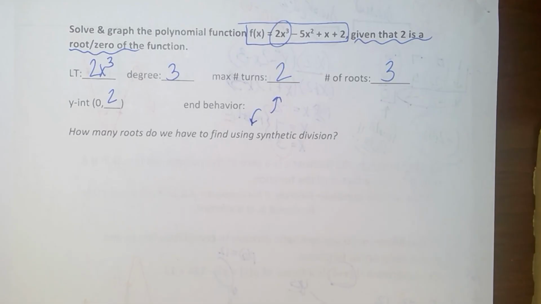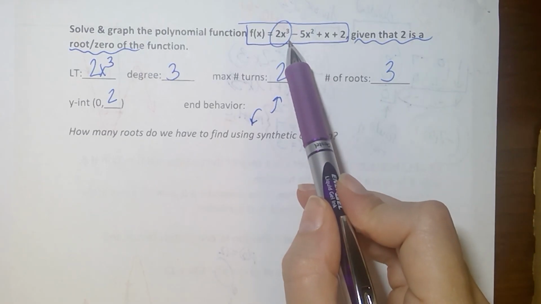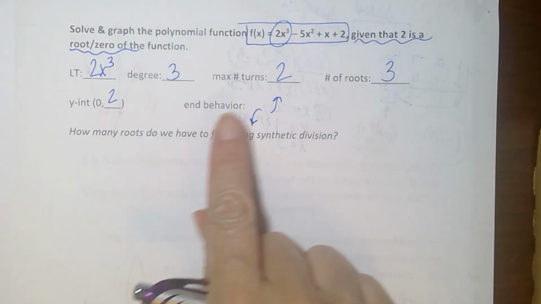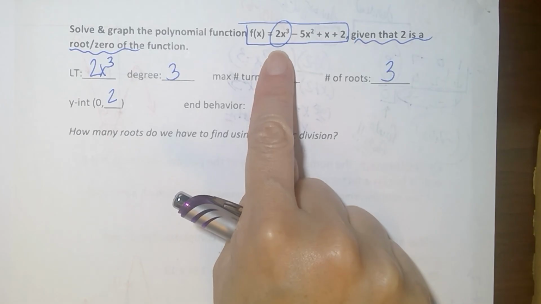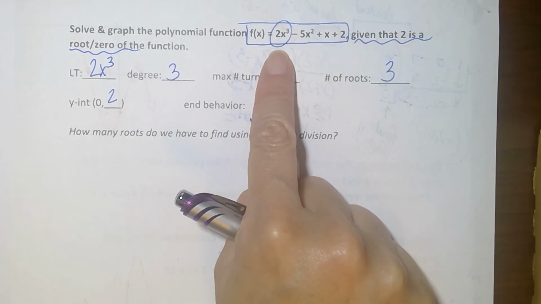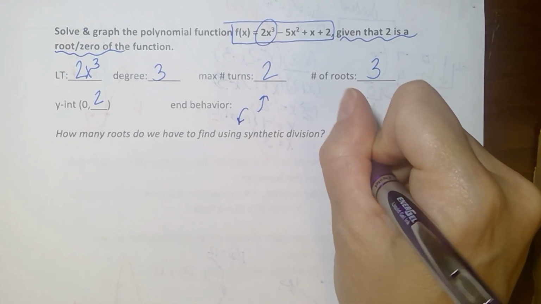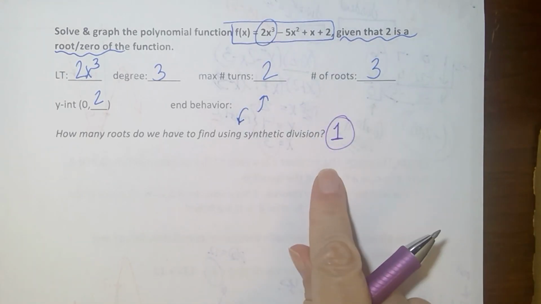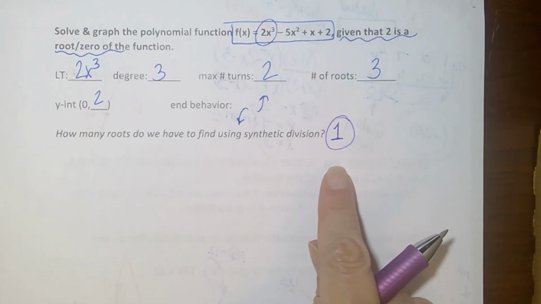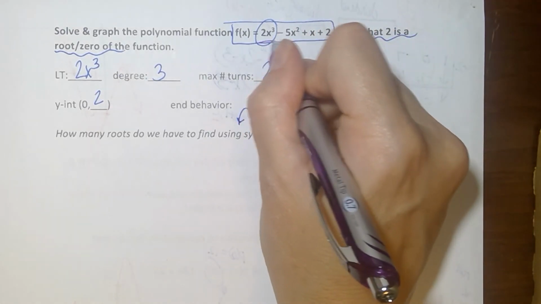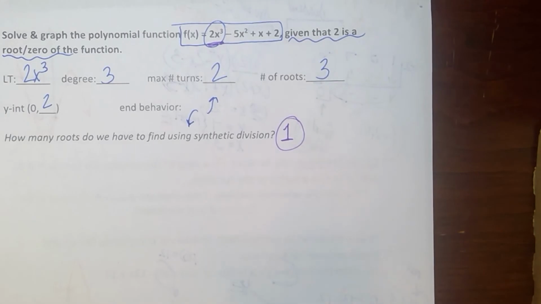How many roots do we have to find using synthetic division? Well, we've got a third degree polynomial. If I find one root using synthetic division, then my quotient goes down to squared, and I can factor a squared function. We know how to factor quadratics. So I only have to find that first root using synthetic division, and then it's quadratic and I can factor it. That is true because I start with a third degree polynomial.